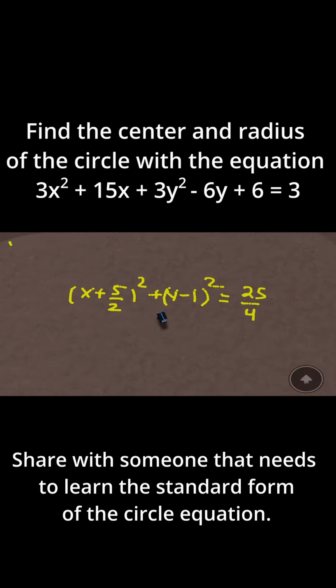Alright, so now we're ready to get the radius and the center of this circle. So for the center, you just take the numbers inside the parentheses and you flip them. So plus 5 over 2 becomes minus 5 over 2. Minus 1 becomes plus 1. So our center is minus 5 halves, comma 1.